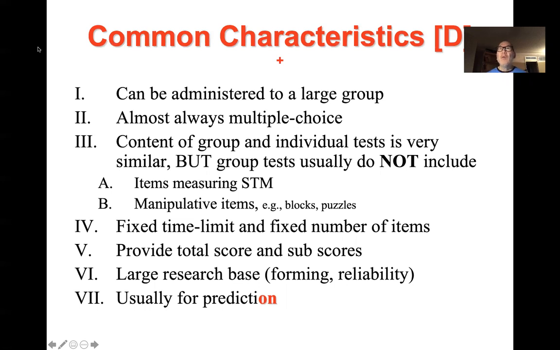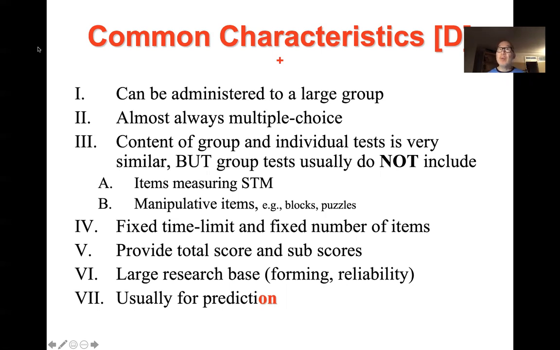Alrighty. Now, what do these tests have in common, whether it's the test I just mentioned or the MCAT? Well, not so much. I'm sorry, scratch that. Not so much the MCAT. That's more of an achievement test. But for the SAT, PSAT, the ACT, GRE, and so on, they share a lot of characteristics in common.